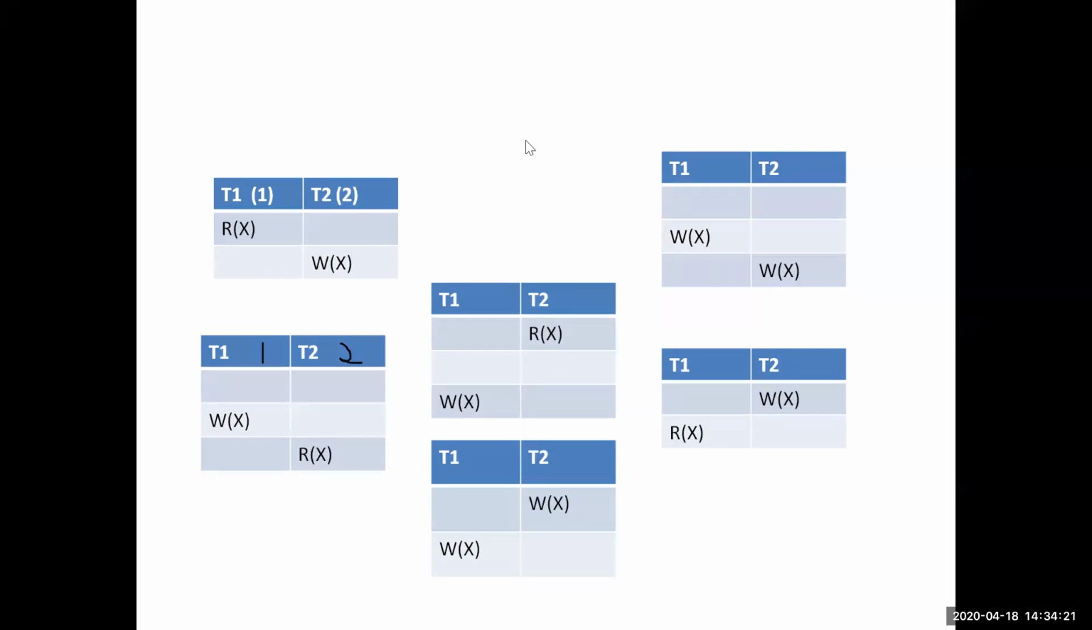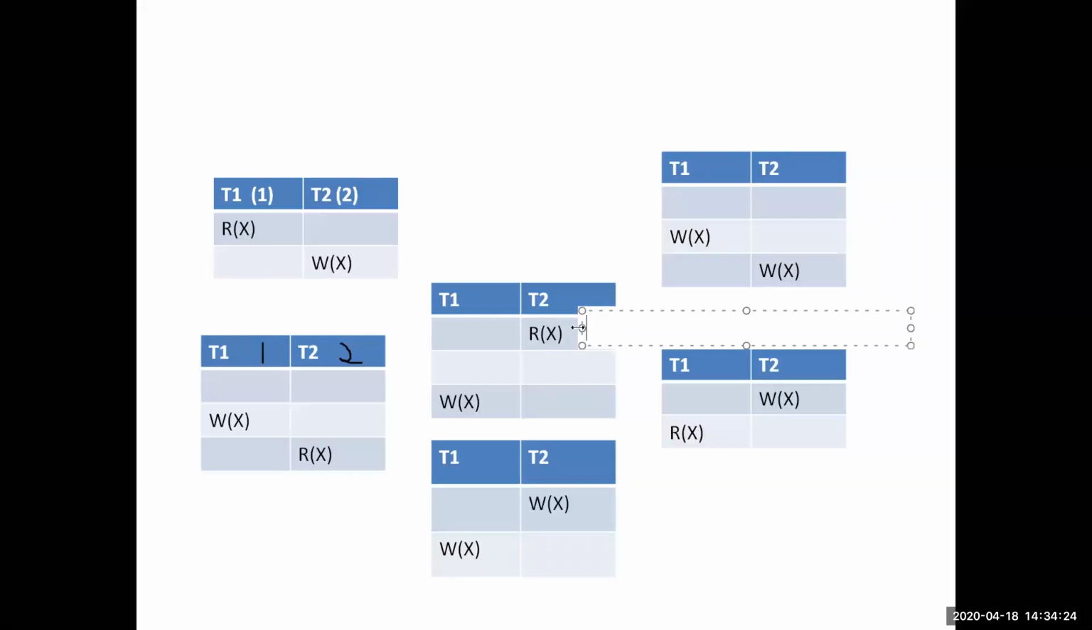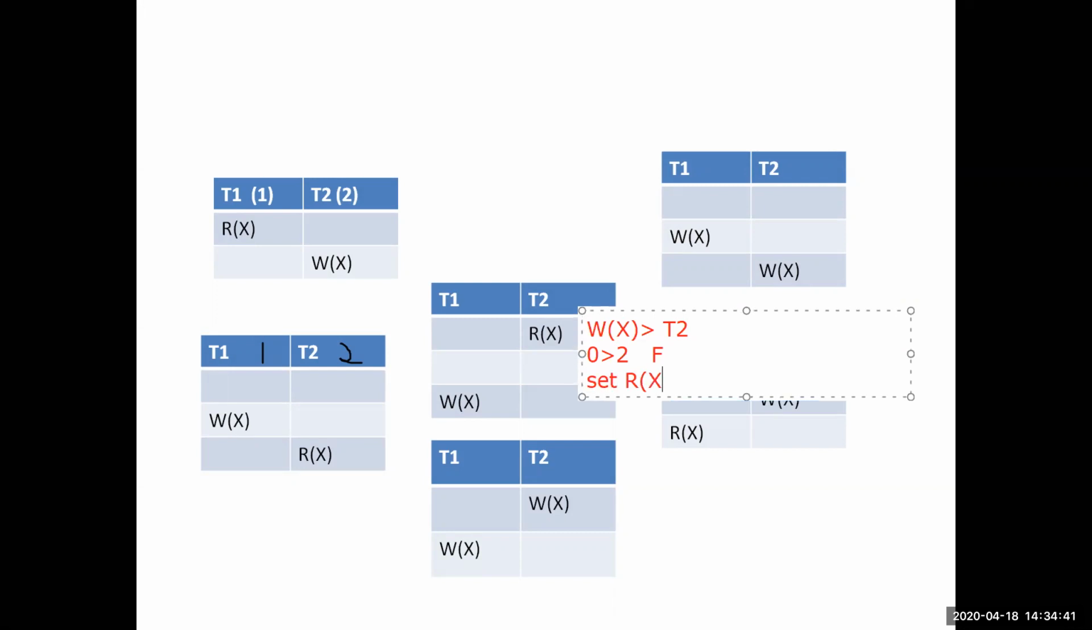Now suppose this read. For read, I need to check whether write of X, right now equal to 0, is greater than T2. I'm still taking 1 and 2. So 0 greater than 2? The answer is fail. This transaction will say set read of X equal to the maximum of read of X comma T2. So what do I get? Maximum of 0 comma 2, which is equal to 2. So now my read of X is updated to 2.